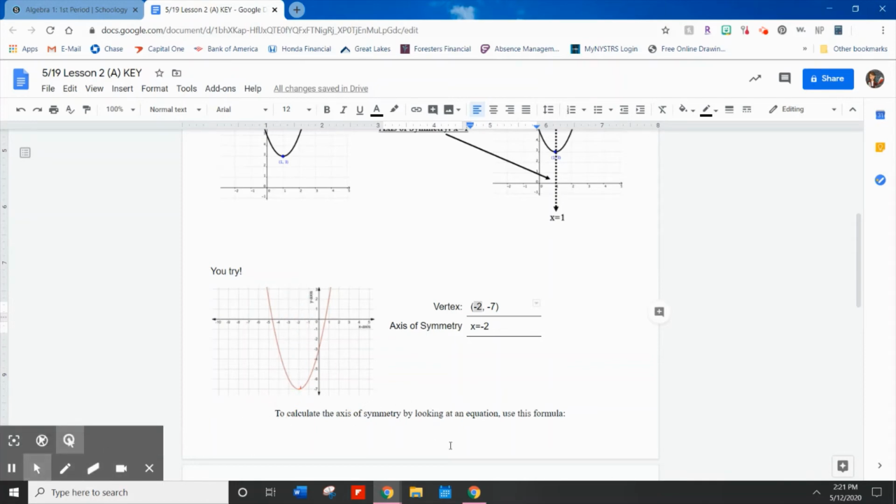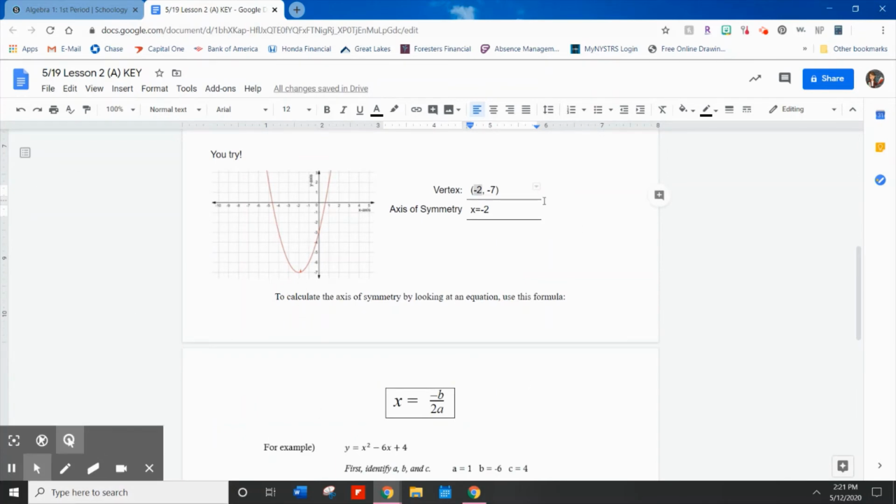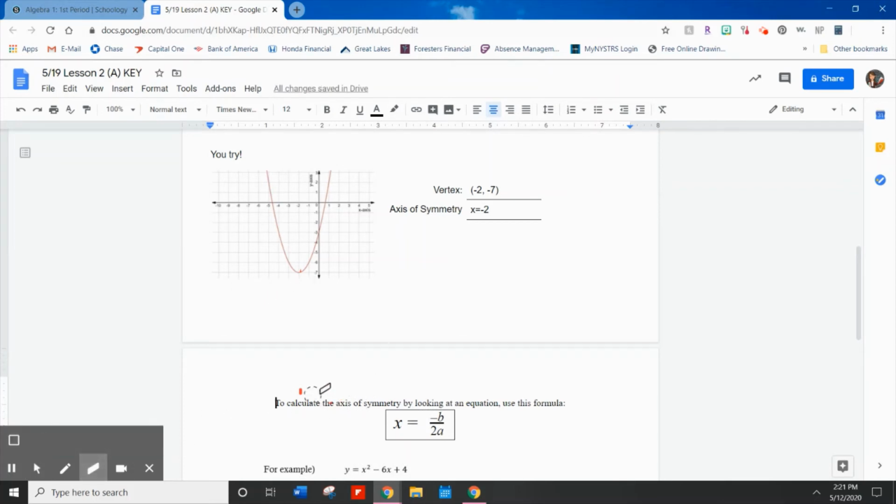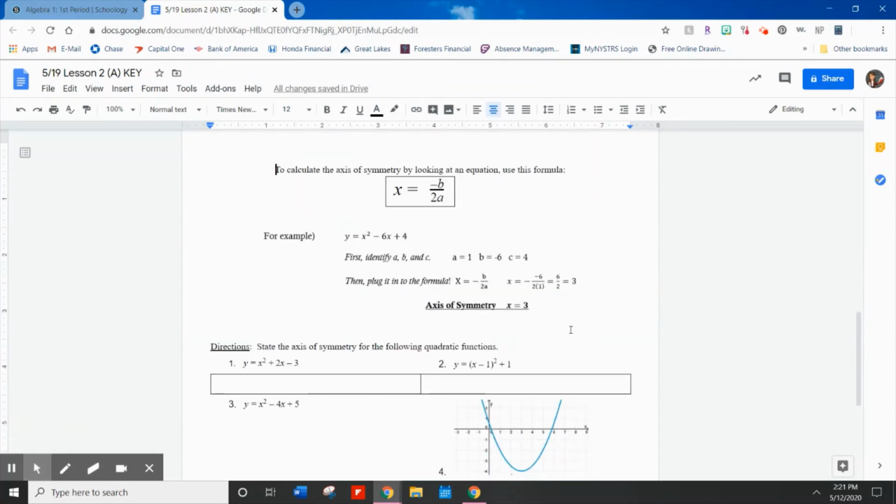Now I normally wouldn't have erased that, but it kind of does some weird things when I move it around. Down below, we're now going to calculate the axis of symmetry using a formula. We can calculate it from a graph just by looking at the vertex, stating the equation of the line, and graphing that line. But from an equation, you have to calculate the axis of symmetry using this formula, which is x = -b over 2a. The a and the b come from the standard form of our quadratic, identifying a, b, and c, and then you just simplify it. So I have an example here for you.